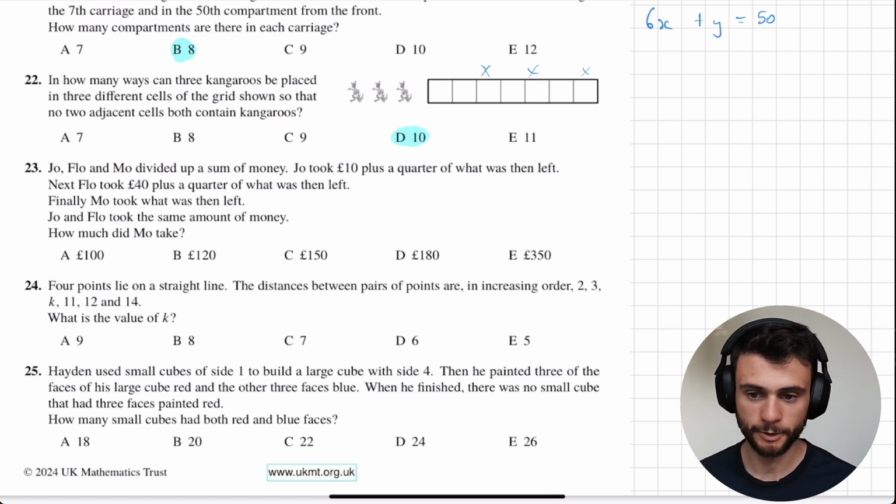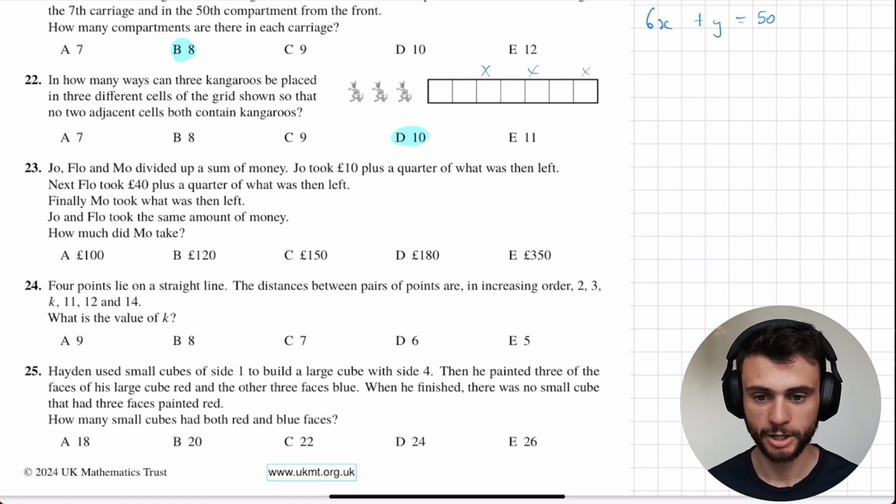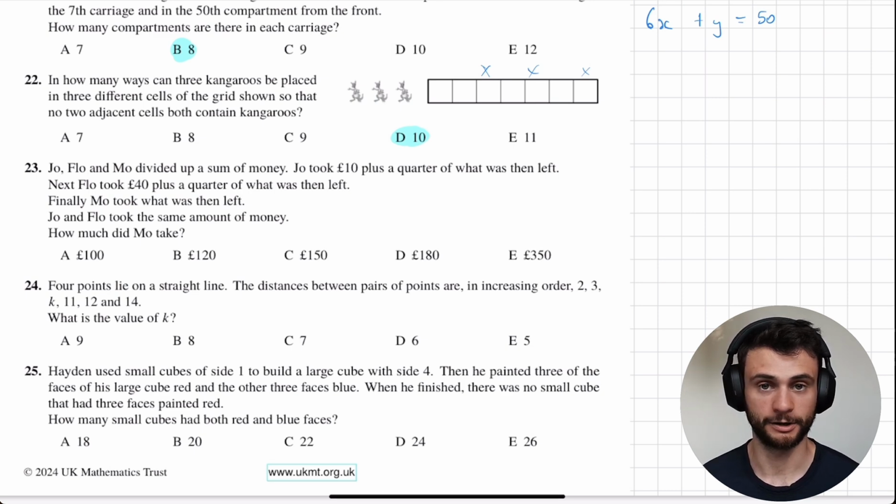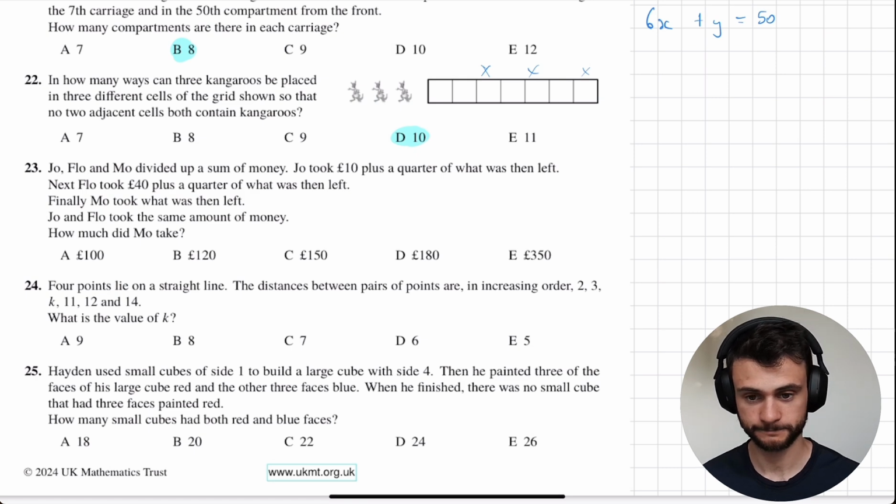Okay, Joe, Flo, and Mo divided up a sum of money. Joe took £10 plus a quarter of what was left. Next, Flo took £40 plus a quarter of what was left. Finally, Mo took what was then left. Joe and Flo took the same amount of money. How much did Mo take? So again, the best approach is probably just going to be to try and form an equation. We're told that Joe and Flo take the same amount of money, so that's how we're going to equate two things.